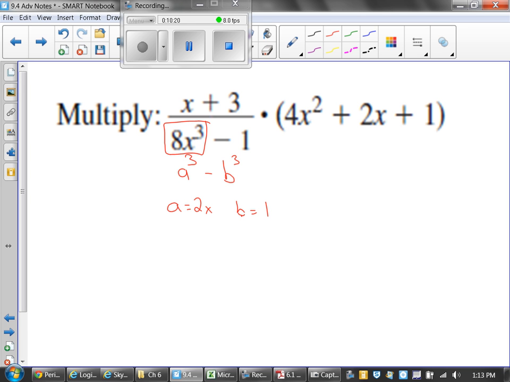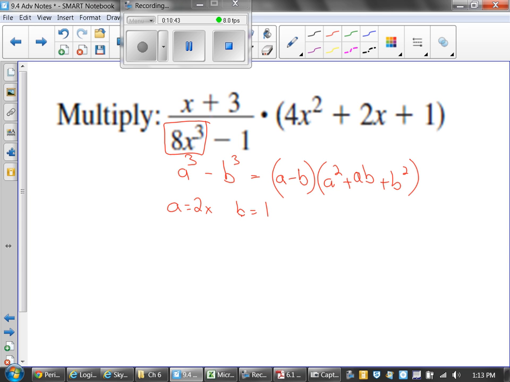So what you have to remember is how to factor a difference of cubes. In this case, you just follow the pattern. a cubed minus b cubed is a minus b times a squared plus ab plus b squared. Remember, it's always the same sign, change sign, positive.